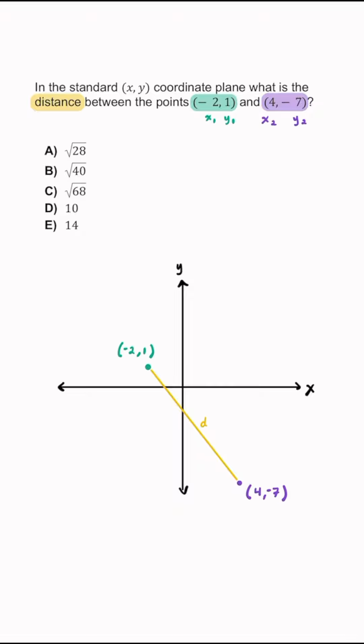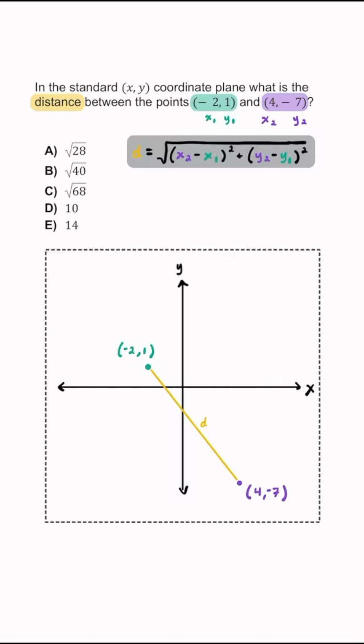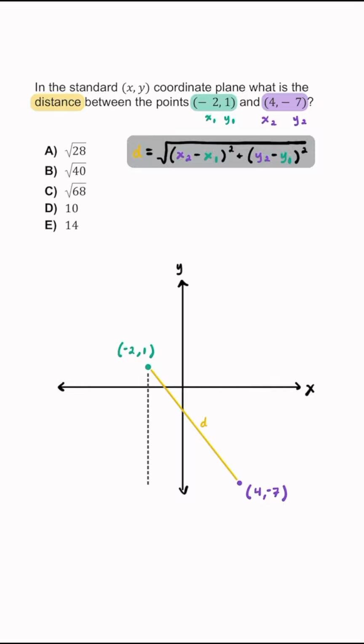Now if you want to use the distance formula, you totally can. You just have to have this formula memorized and then plug in the coordinates that you have. But here's another way. Looking at this visually, we can see that the vertical distance between these 2 points, between 1 and -7, because those are the y values, is going to be a distance of 8 units.